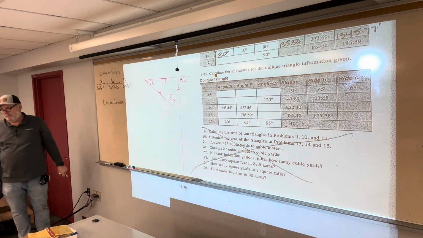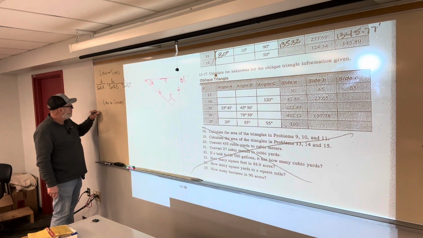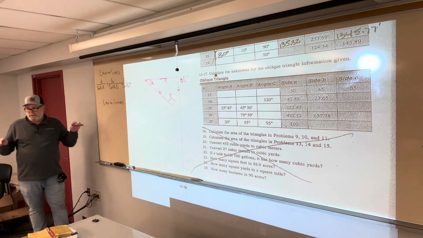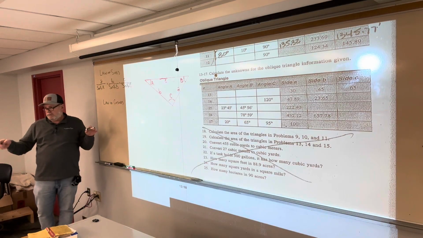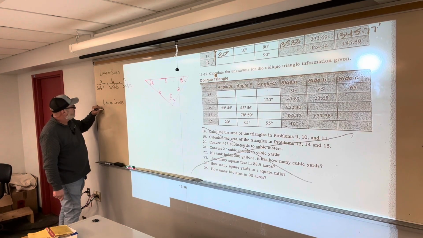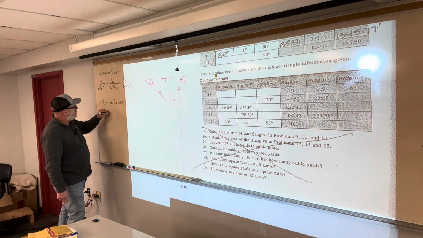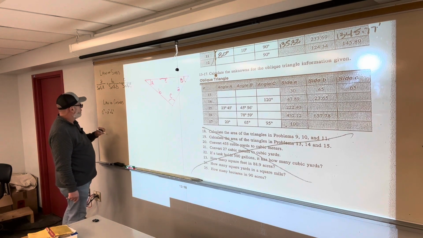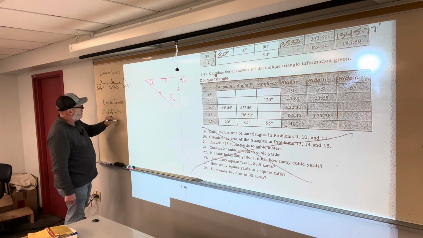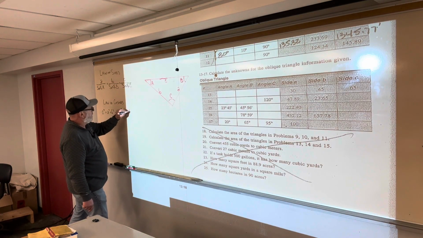The law of cosines. A little bit longer, not too bad. This, you're going to deal with all of the sides and one angle. You'll typically see it written like so. C squared equals A squared plus B squared minus 2 times side A times side B times the cosine of angle C.